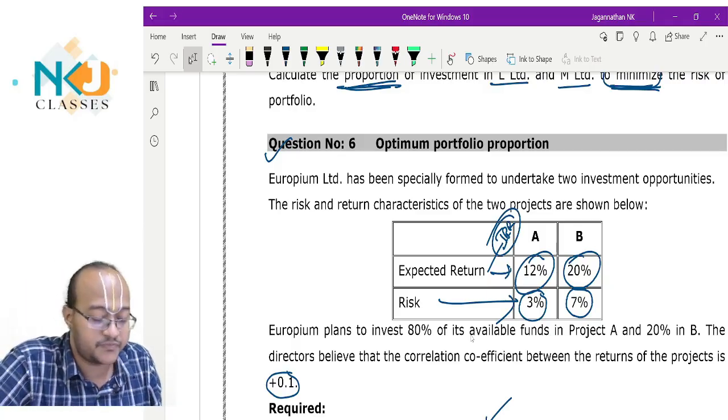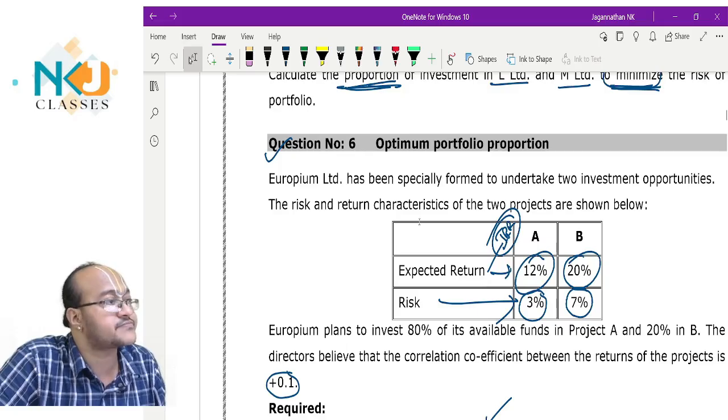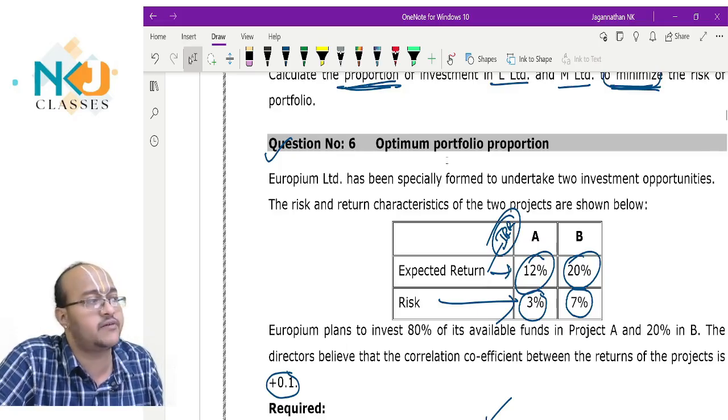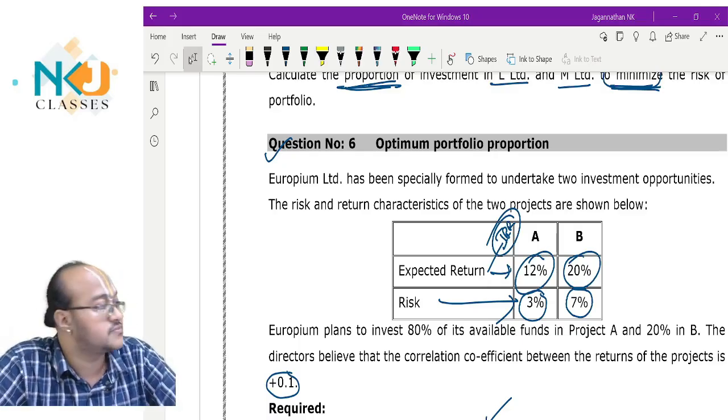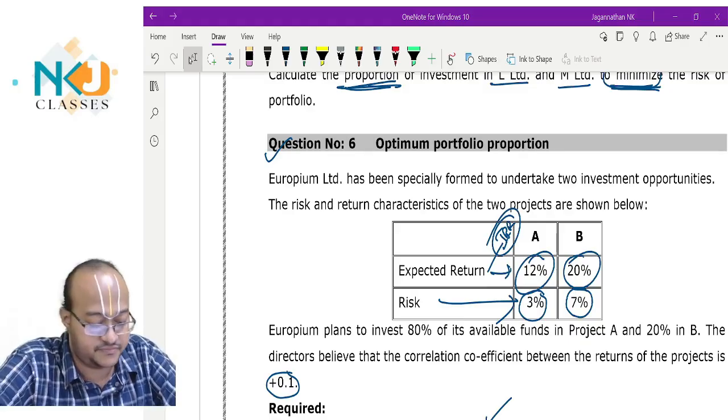Shall we proceed? Okay, see here. You have understood, or are you having any doubt? No doubt, sir. Okay, sir, I understood. All right. See here.